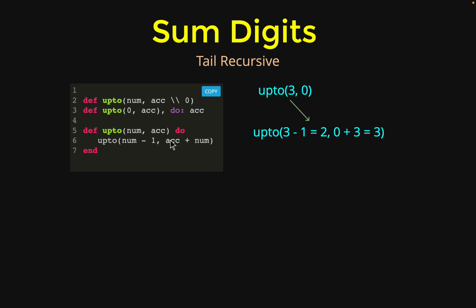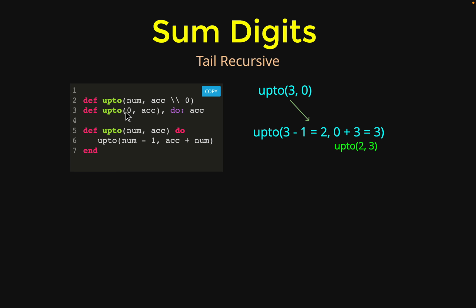And the next parameter is right over here. We simply want to add the accumulator with the number. So what's the accumulator? As you can see, initially the accumulator is 0. So we get a 0 right over here. What's the number? The number is 3. So 0 plus 3, we get a 3. So this entire function would look something like this: the new number is 2 and the new accumulator is 3.